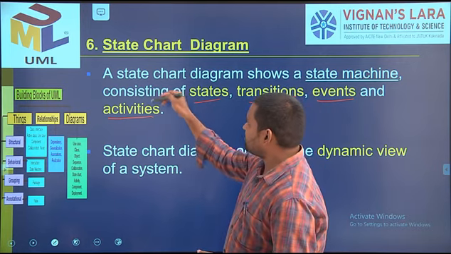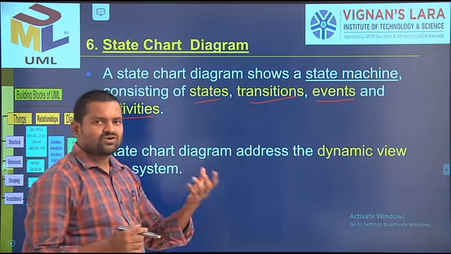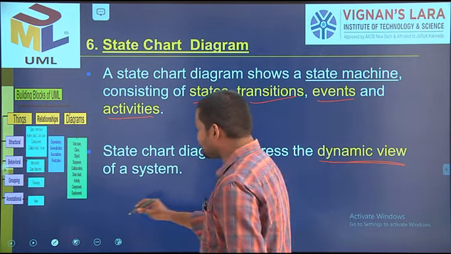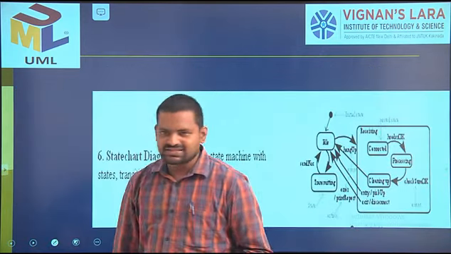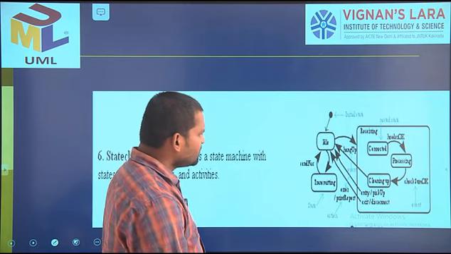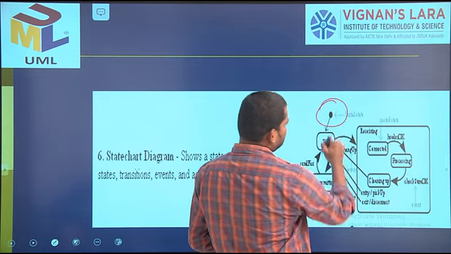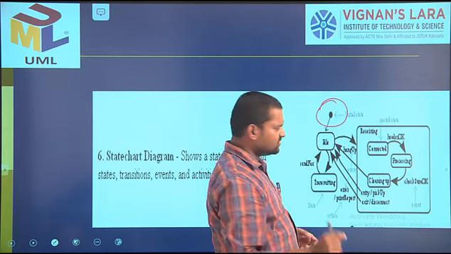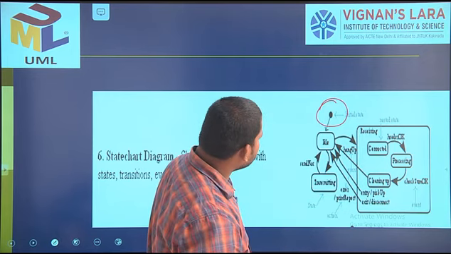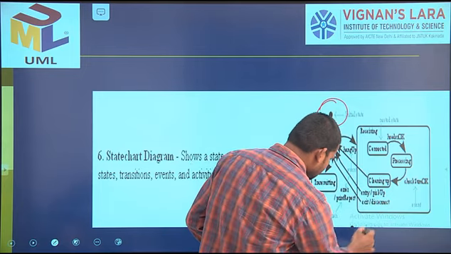So the state machine diagram contains these. What does the state chart diagram address? It addresses the dynamic view. This is the representation of a state chart diagram. Different kinds of states are there. This is one state, the initial state, a filled dot. What is the exit state? Here in this diagram, the exit state is not there.